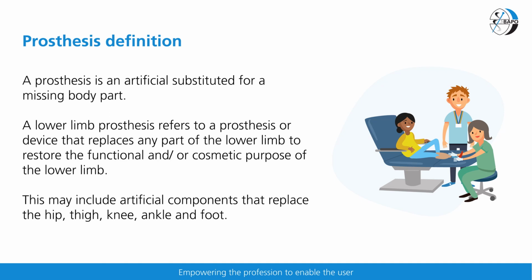Prosthesis is an artificial limb substituted for a missing body part. A lower limb prosthesis refers to a prosthesis or device that replaces any part of the lower limb to restore the function and/or cosmetic purpose of the lower limb. This may include artificial components that replace the hip, thigh, knee, ankle, and foot.